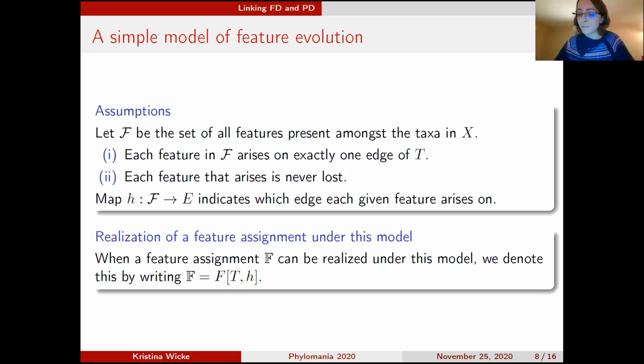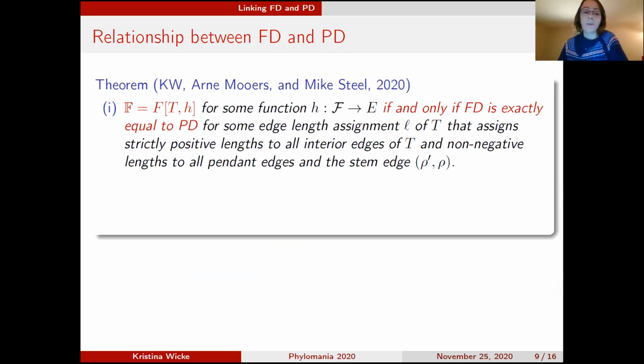For example, the one I showed you on the first slides can't, but it's easy to characterize when it can, using some classical phylogenetic arguments. And moreover, this model allowed us to formalize the connection between feature diversity and phylogenetic diversity. So we could show the following theorem.